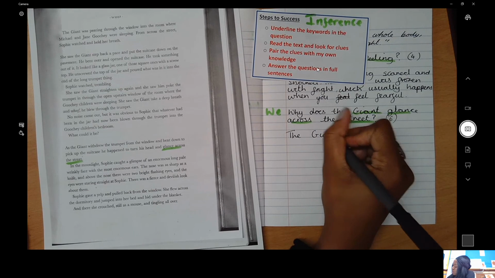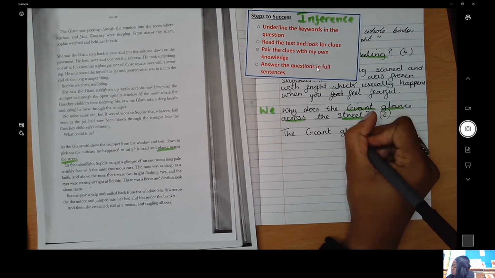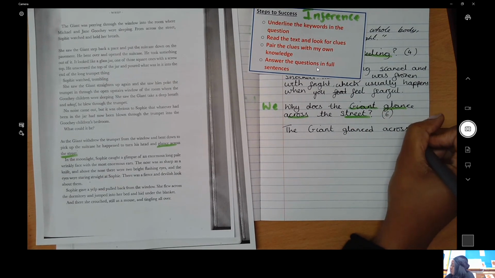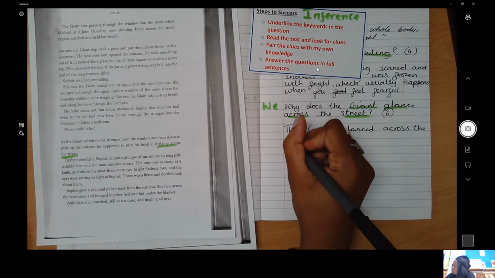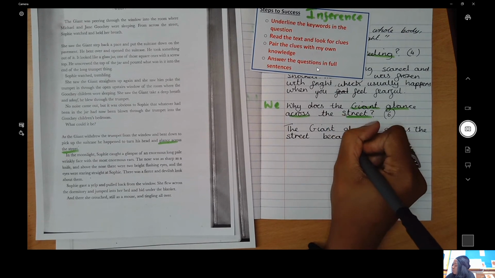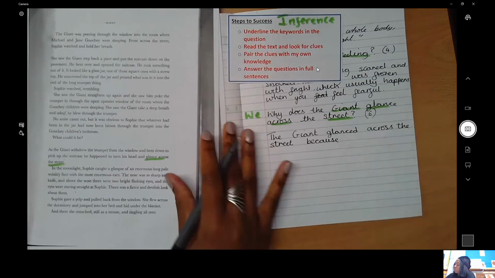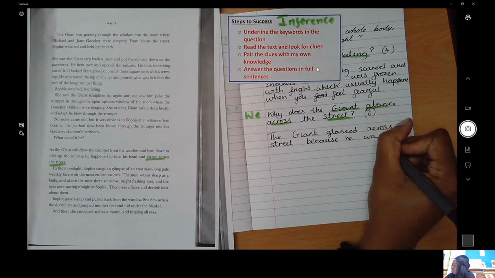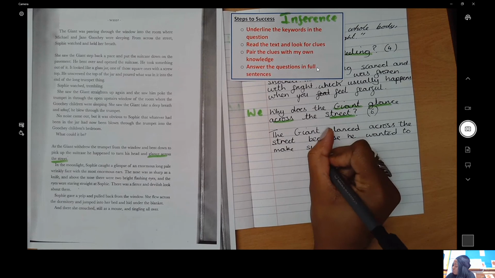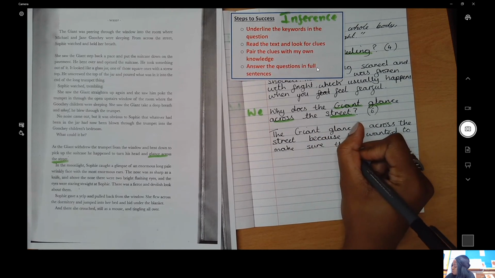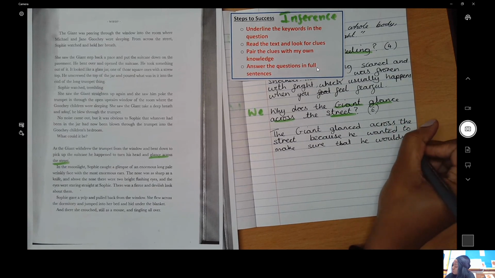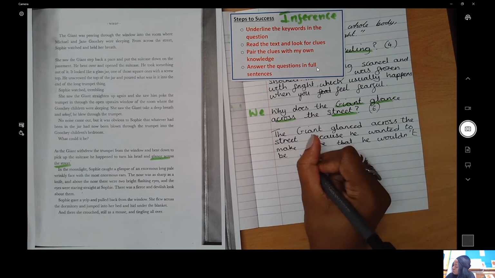I'm going to start off with the giant. And what is the giant doing? The giant glanced across the street because he wanted to make sure that he wouldn't, contraction apostrophe, be seen.